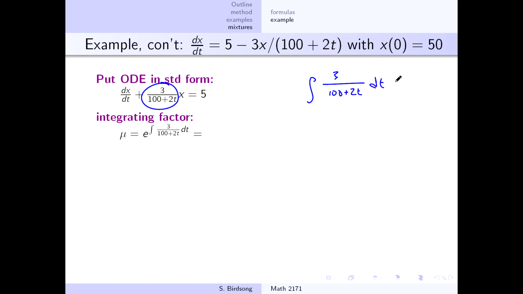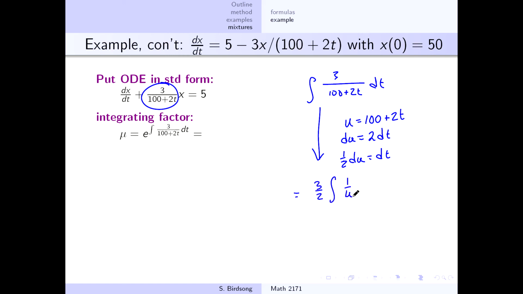Now this guy here is a fraction, so standard with fractions is to go ahead and look for a substitution. Substitution looks like it should be the denominator, so u equals 100 plus 2t. Let's check that. If we take this derivative, it's 2 dt. We don't have a 2, so we'll pull the 2 out front, which means when we calculate this, we're going to get 3 over 2 integral of 1 over u du. So 3 over 2 natural log of u. And now we just have to put the u back in.